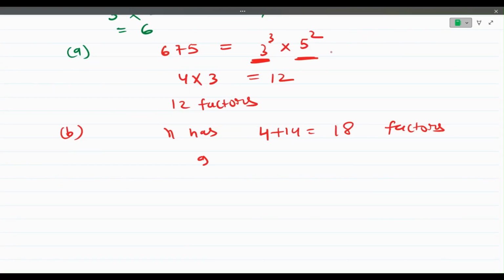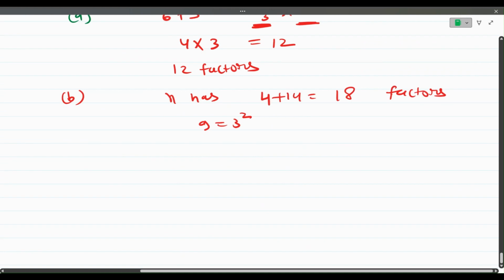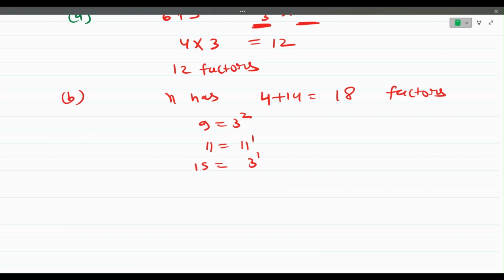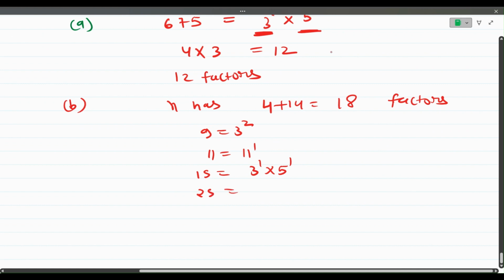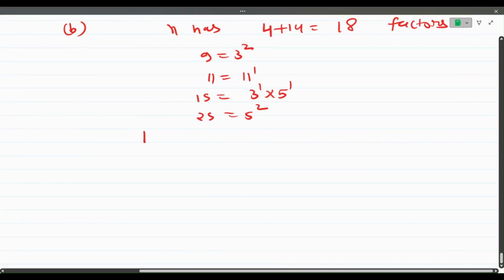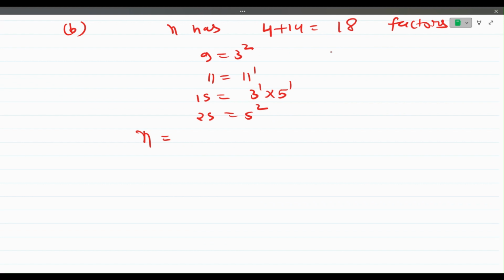Like so 9 is 3 to the power of 2, 11 is 11 to the power 1, 15 is 3 to the power of 1 times 5 to the power of 1, and 25 is 5 to the power of 2. So n can be, we'll take the highest power of each prime factor. So it can be 3 to the power of 2, 5 to the power of 2, and 11 to the power of 1. So if you look at n and its prime factors, how many factors can n have? So the number of factors.